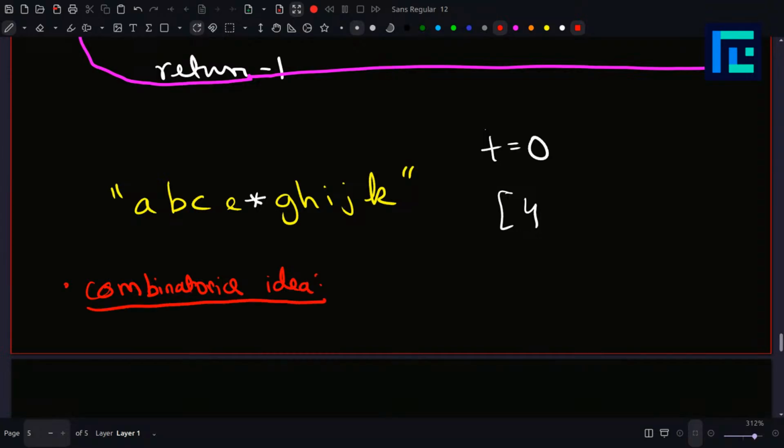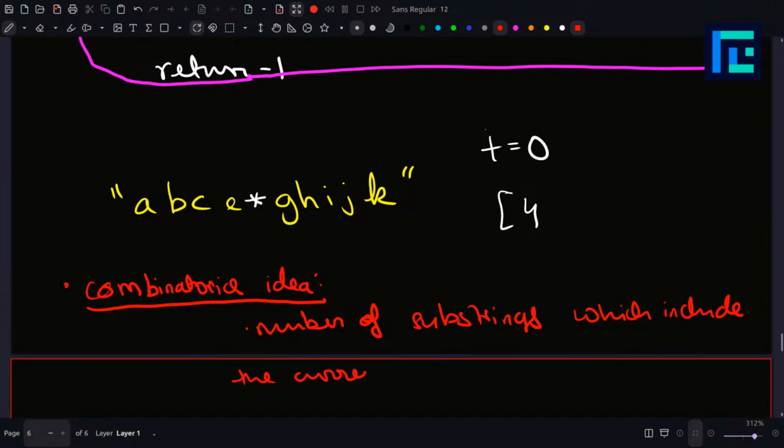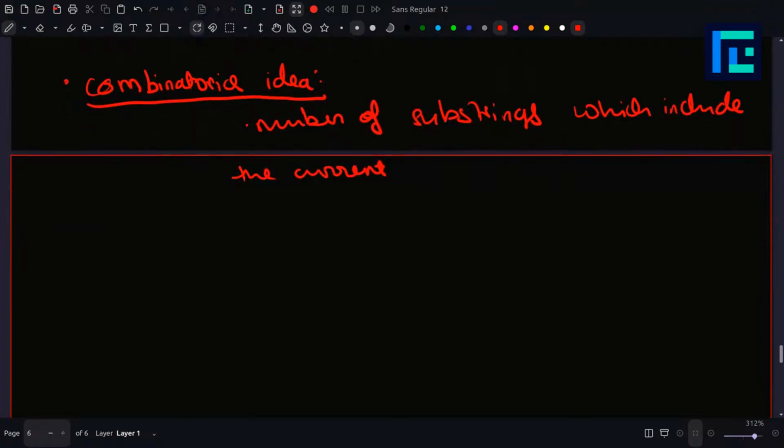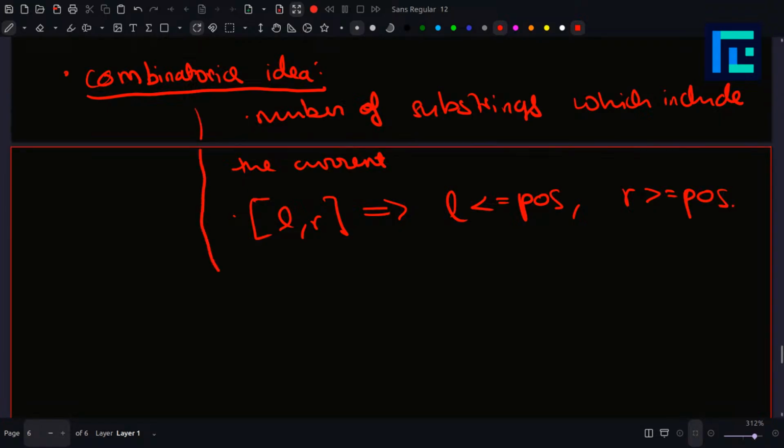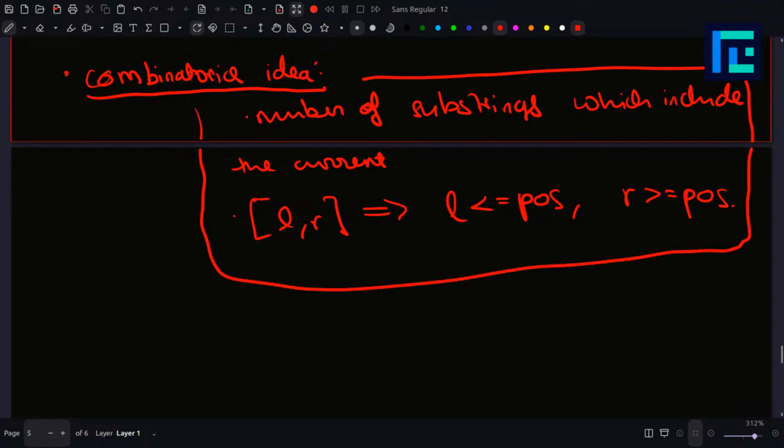The total number of substrings formed will simply be the number of substrings which include the current position. Each substring can be represented as L comma R, right? So the conditions are: L is less than or equal to the current position, and R is greater than or equal to the current position. These are the two conditions we need to find how many substrings are formed using this star.